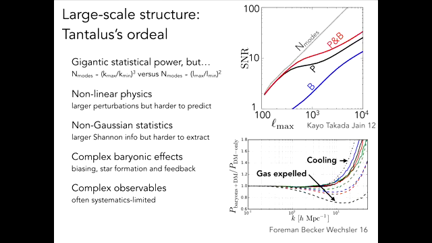So what's the best way to recover all this information? Do you go to the bispectrum, trispectrum, and keep going? It's basically not an answered question.